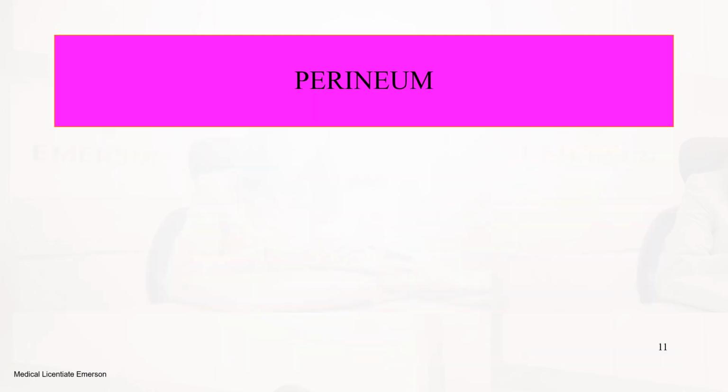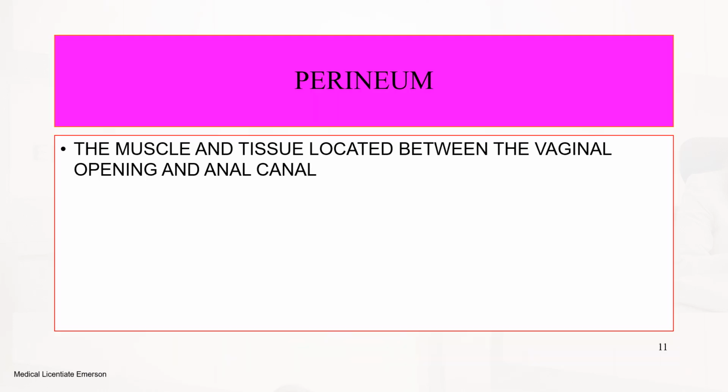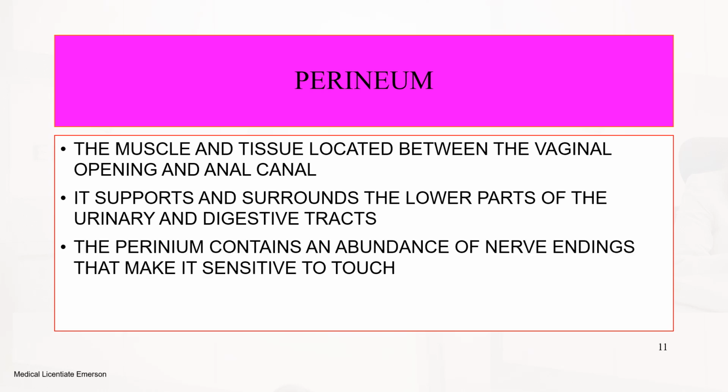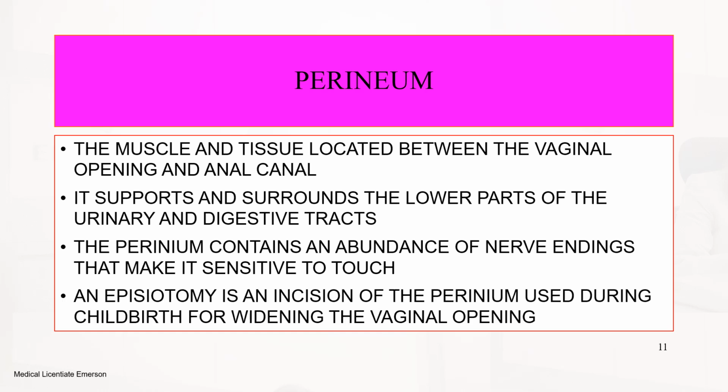Okay, let's go to the perineum. The muscle and tissue located between the vaginal opening and the anal canal is also part of the perineum, and it supports and surrounds the lower parts of the urinary and digestive tracts. Then the perineum contains an abundance of nerve endings that makes it sensitive to touch.